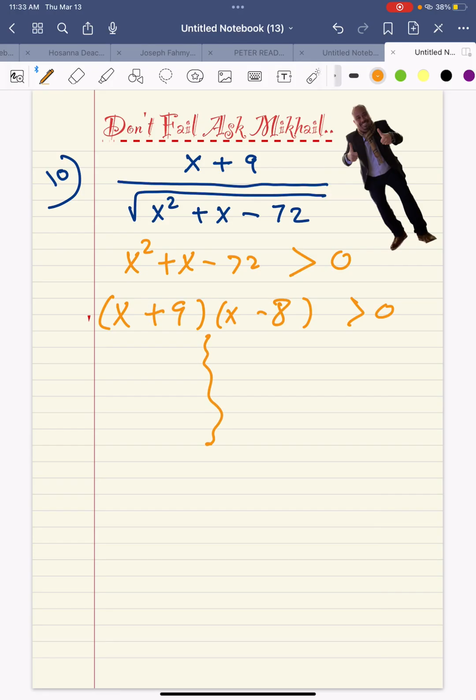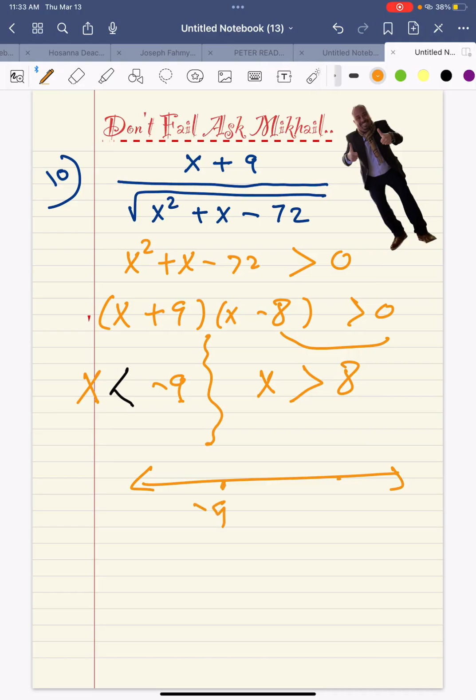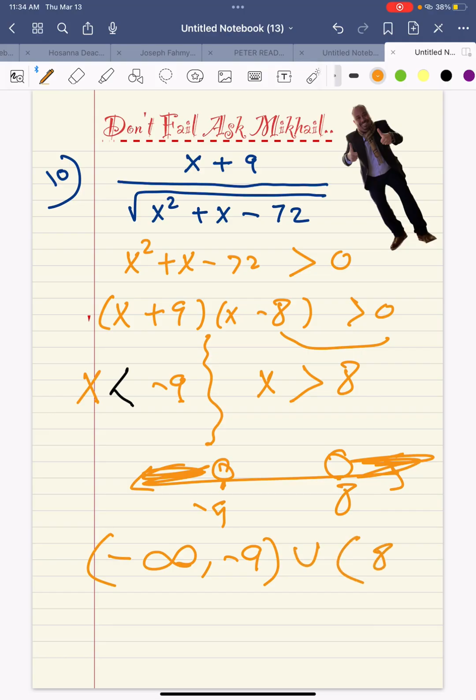They add up to 1, which is positive 9 and negative 8. Remember, when you split it, x will be greater than 8, because greater than the positive. For the other, you have to flip the sign, and it's less than the negative number. All right? So on the number line, I have negative 9, I have 8, greater means to the right, less means to the left. So that's negative infinity to negative 9, union 8 to infinity.